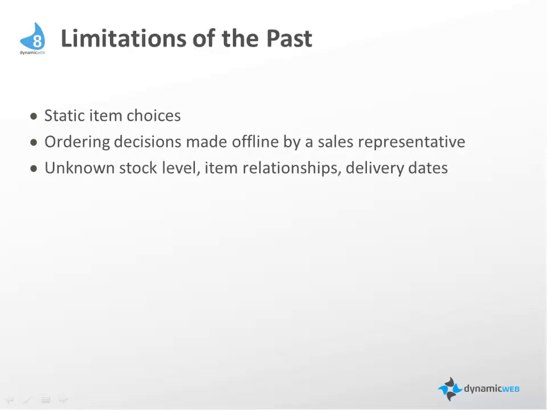In the past, and with most other e-commerce engines, there are a few limitations. For example, you usually have static item choices. And ordering decisions, if they have more complexity to them, have to be handled offline by a sales representative who can often take hours, days, or sometimes even weeks to get back to the customer, and that's inconvenient for the customer and for the sales representative. Oftentimes on the website, there are unknown stock levels, item relationships, and delivery dates.